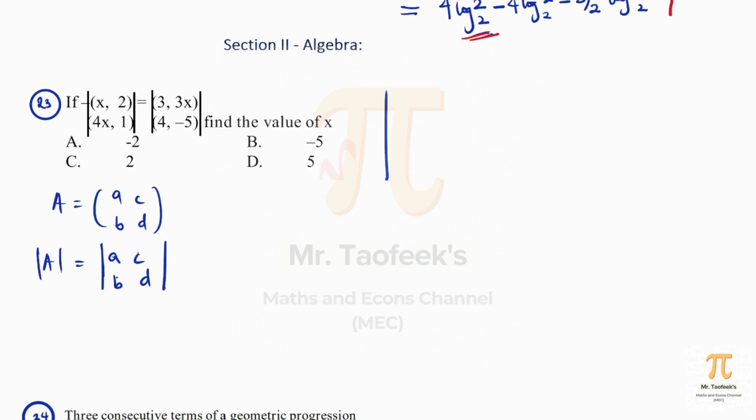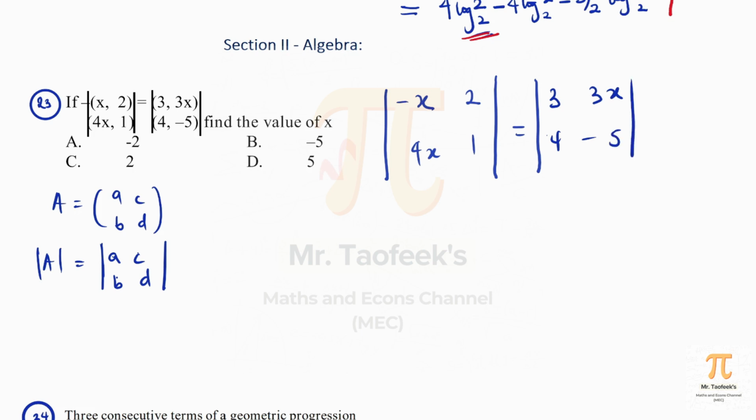We have this, which is minus x, 4x, 2, 1. The determinant of that matrix is equal to the determinant of this matrix, which is 3, 3x, 4, and then minus 5. So how do you work out determinant? Very easy. To work out determinant, all you have to do is what? Multiply the element along the principal diagonal. So there's something called the principal diagonal. So any element along this part is called the what? The principal diagonal, okay? This is called the ordinary diagonal.